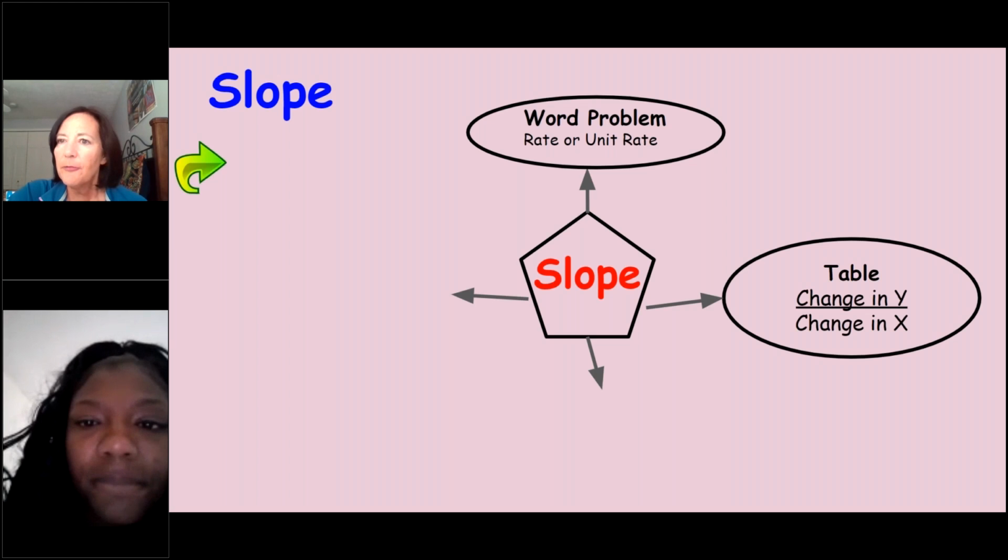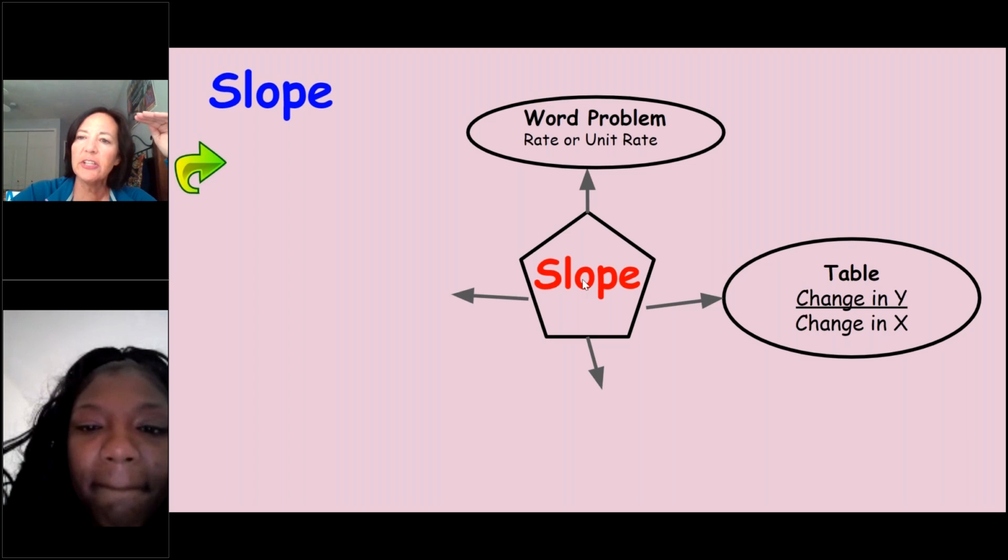Okay. If we've got a table, the way you find the slope, because you'll be asked to do that, you take the change in your y values and divide it by the change in your x values. And we're going to practice that in a minute.